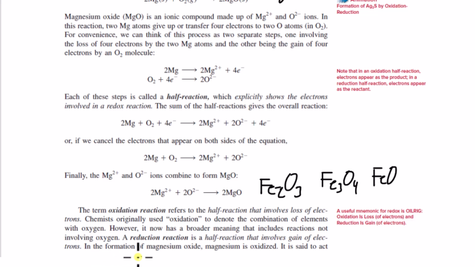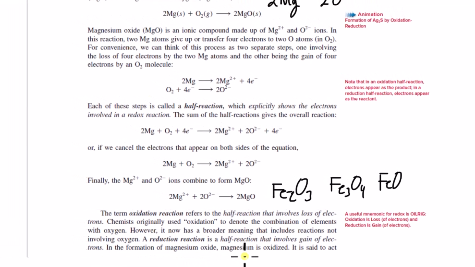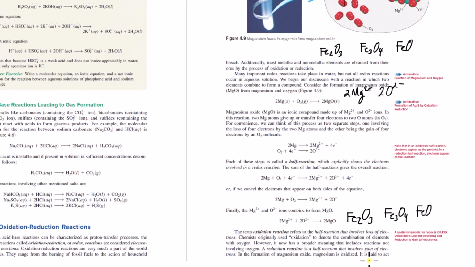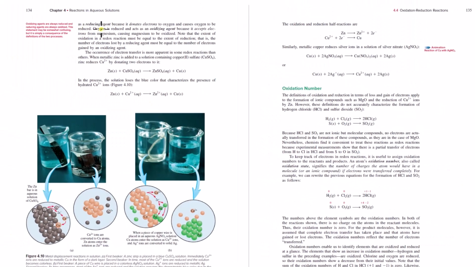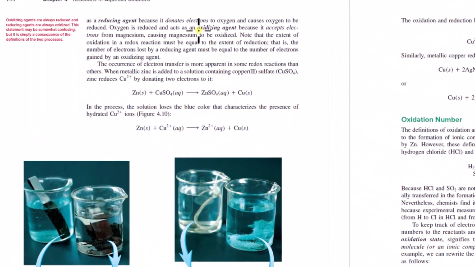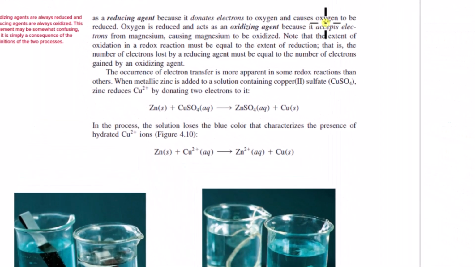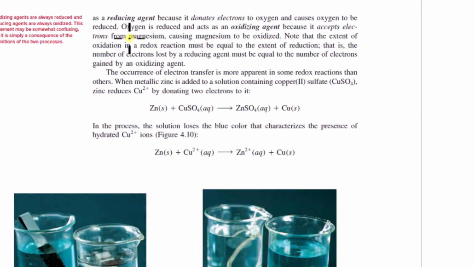Okay, in the formation of magnesium oxide, the magnesium is oxidized. It is said to act as a reducing agent because it donates electrons to oxygen and causes oxygen to be reduced. Oxygen, on the other hand, is reduced and acts as an oxidizing agent because it accepts electrons from magnesium, causing magnesium to be oxidized. So when you see these terms, you might think, well, why these extra terms? Why make this so confusing?